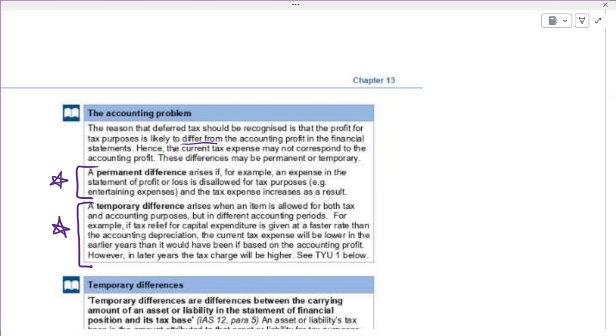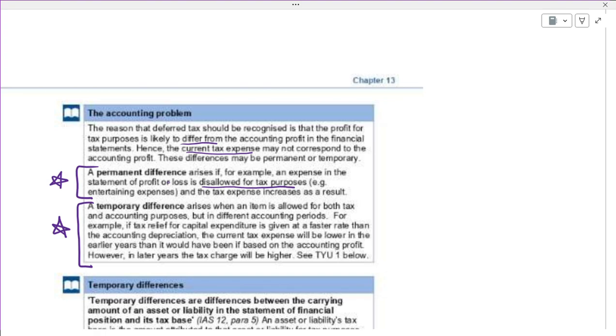Accounting profit in the financial statements and the current tax expense may not correspond. There will be underestimation and overestimation. What is the permanent difference? It arises, for example, when an expense in the statement of profit is disallowed for tax purposes.